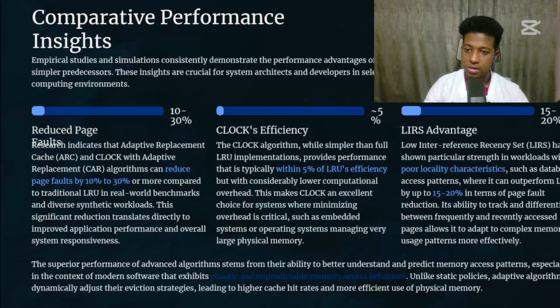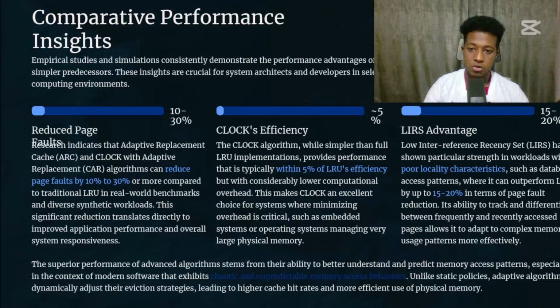Research indicates that adaptive replacement cache, or ARC, and clock with adaptive replacement, or CAR, algorithms can reduce page faults by 10% to 30% or more compared to traditional LRU in real world benchmarks and diverse synthetic workloads. This significant reduction translates directly to improved application performance and overall system responsiveness.